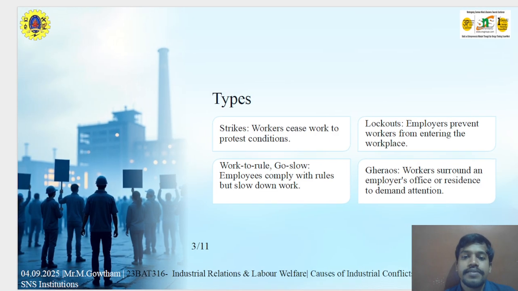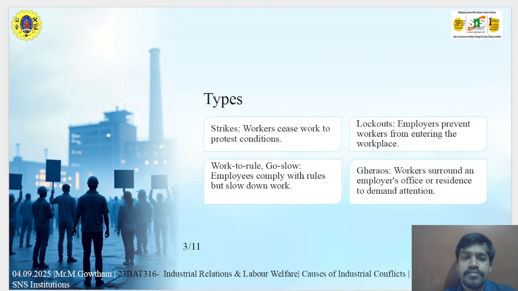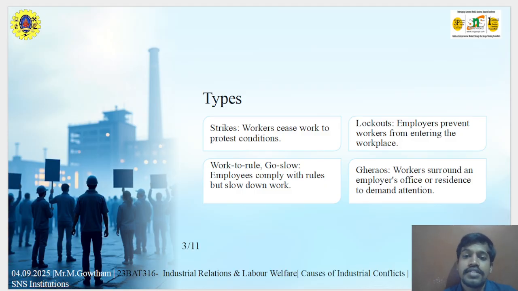Types. The four basic kinds are the strike, the lockout, work to rule, and gherao. The types of strikes we already know. The lockouts, the strikes are made by employees, and the lockouts are made by the employers. Work to rule, the go-slow work, where the employees decide to work strictly with rules and slow down work. Gherao, in Tamil called surrounding, where workers surround the employers and draw their attention. So they turn the attention to the employees when it happens. I will arrange the strike and lockout. What are the things?